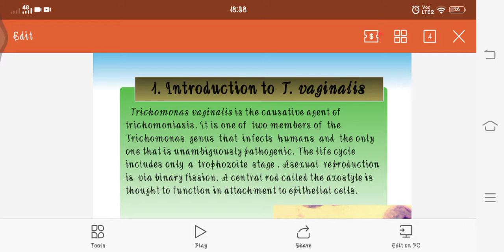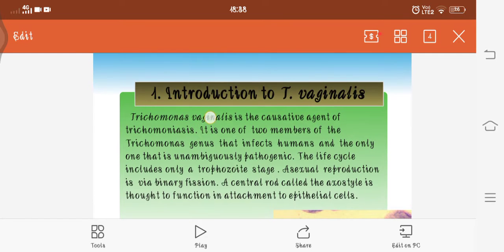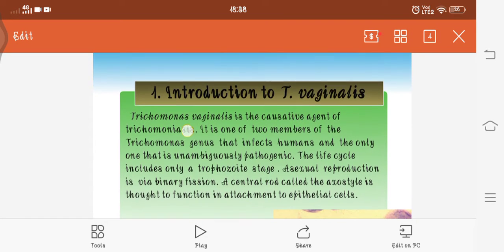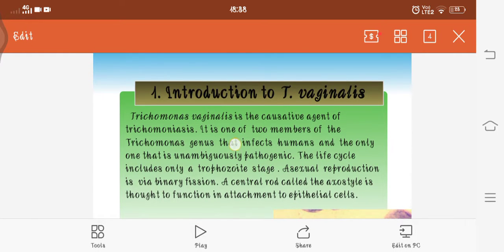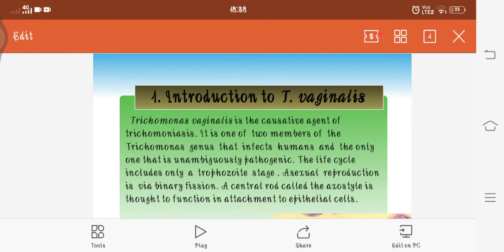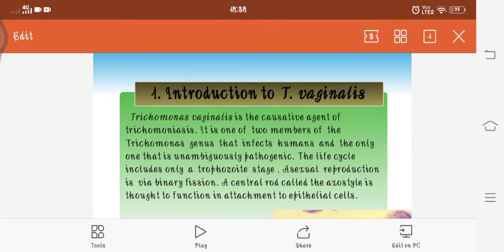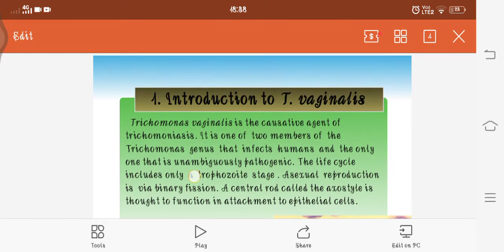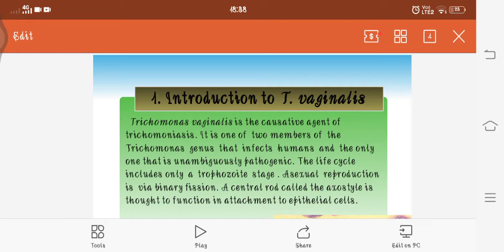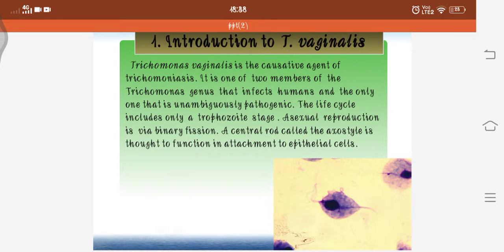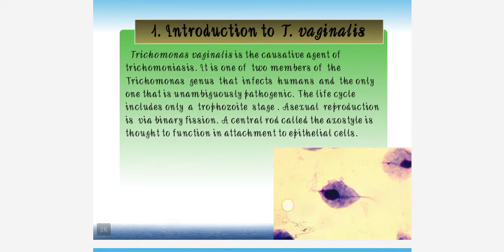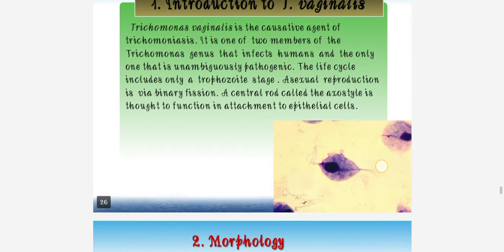Now let us see here. Trichomonas vaginalis is the causative agent of trichomoniasis. It is one of the two members of the Trichomonas genus that infects humans and the only one that is unambiguously pathogenic. The life cycle includes only a trophozoite stage, that is, no cystic stage. Asexual reproduction is via binary fission. A central rod called the axostyle is present and functions in attachment to the epithelial cells. So this is the axostyle, which is a midline structure.